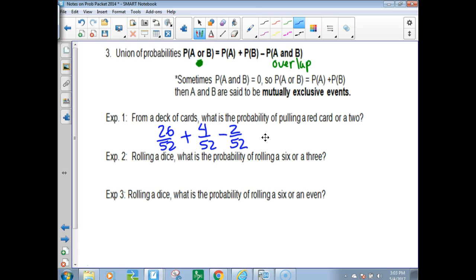You don't have to do the formula because you could just think, well, 26 are red. That accounts for 2 of the 2s, and there's 2 black 2s to add on. We should be getting 28 out of 52. And then that reduces to 7/13.